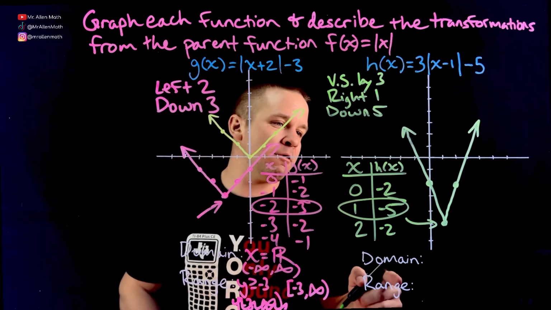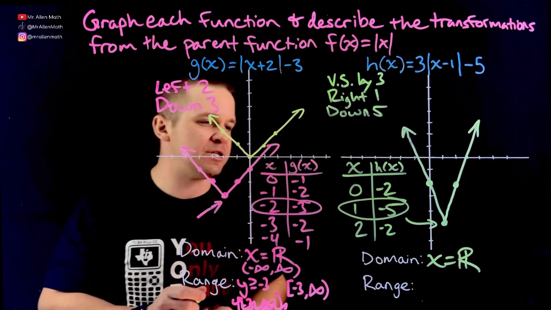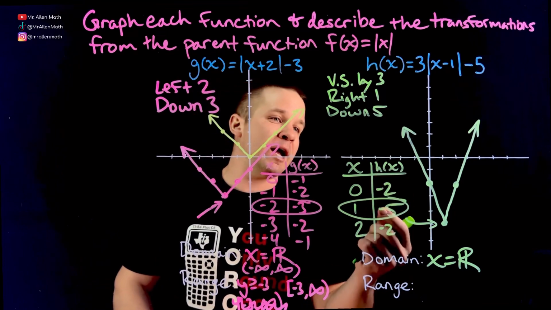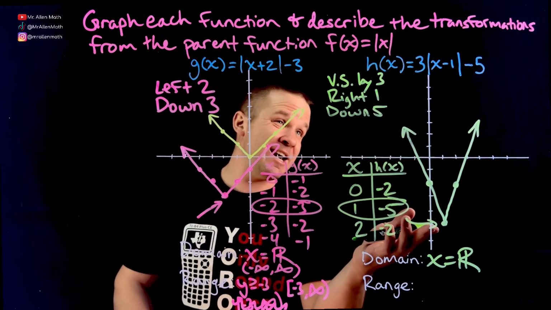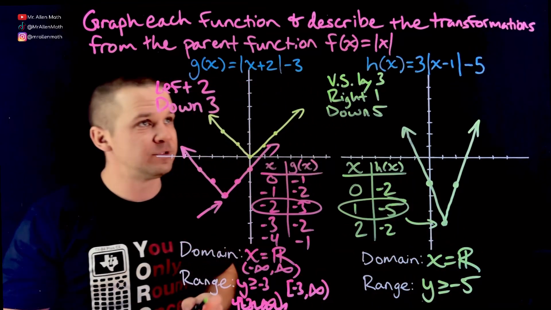Okay. Domain and range. Domain, again, is going to be all real numbers. I'm not going to write both notations here. I'll just write the one. And then our range, the lowest that it gets is at -5, so y is going to be greater than or equal to -5. There we go, guys.